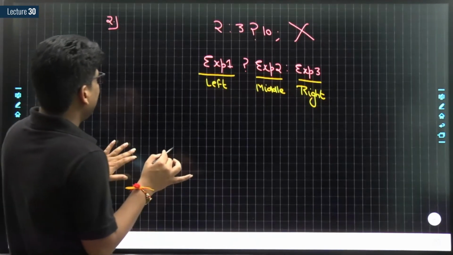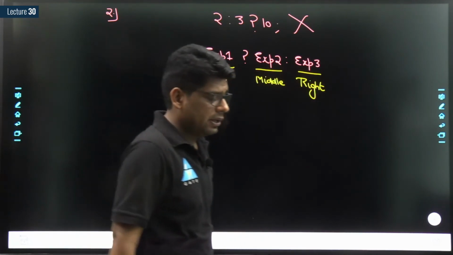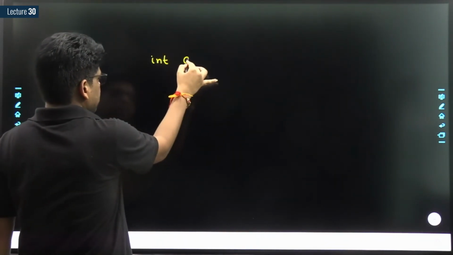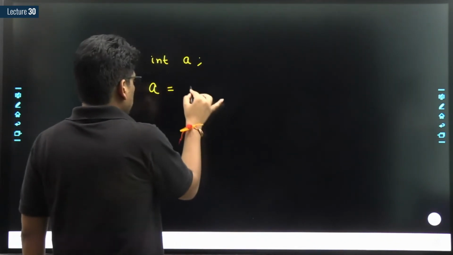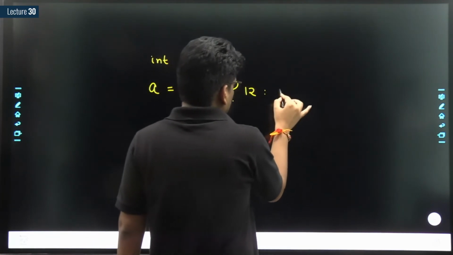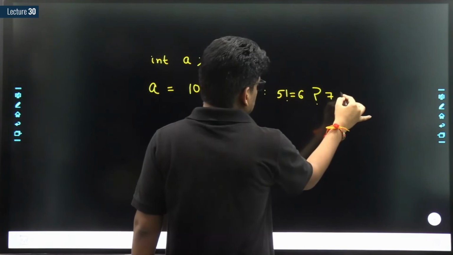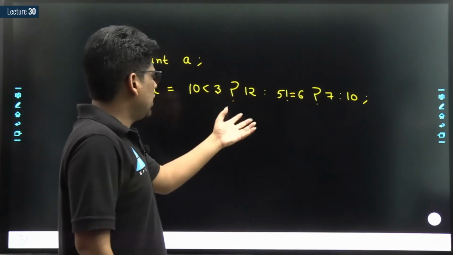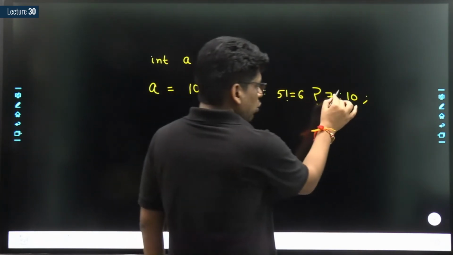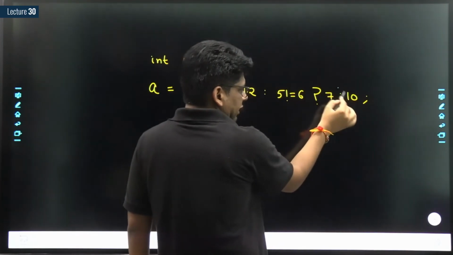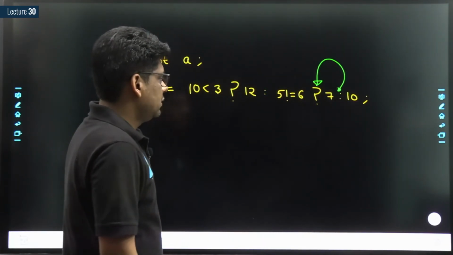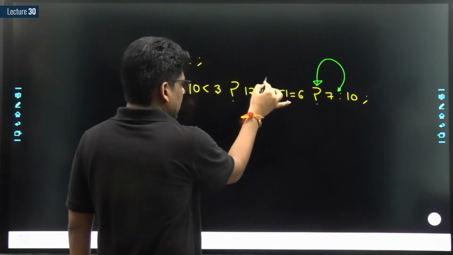What if we have nesting of the ternary operator? Okay, sir, let us suppose I have a situation like this. A is equal to 10 less than 3 question mark 12 colon 5 not is equal to 6 question mark 7 colon 10. Sir, we have 2 question marks and 2 colons. How to understand this? Try to understand. Every colon is associated with the just previous question mark. That means this colon is associated with this question mark.